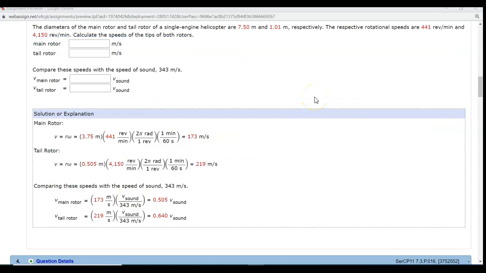Okay, here the diameter of the main rotor and the tail rotor of a small engine helicopter are 7.5 meters and 1.01 meters respectively. Their respective rotational speeds are 441 revolutions per minute and 4,150 revolutions per minute. Calculate the speeds of the tips of both rotors.